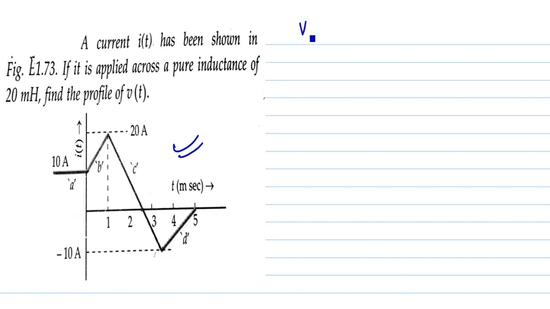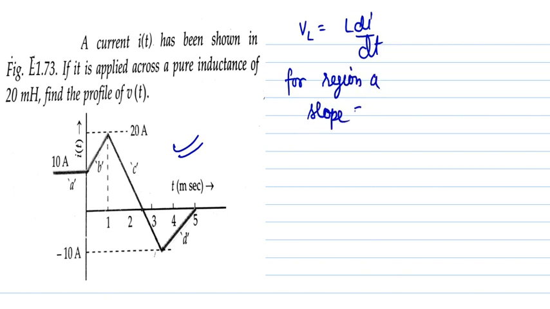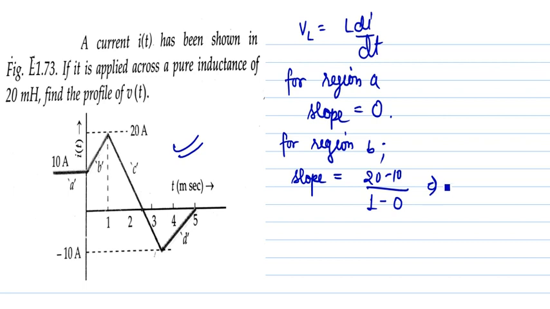So we know that voltage across an inductor is given as L di/dt. First of all, let us see the slopes of various regions. For region A, slope will be equal to 0 because here we can see no slope is there. For region B, slope is equal to 20 minus 10, that is y2 minus y1 upon x2 minus x1. x2 is 1 minus x1 is 0. So here we will get 10 ampere per second because it is di/dt.